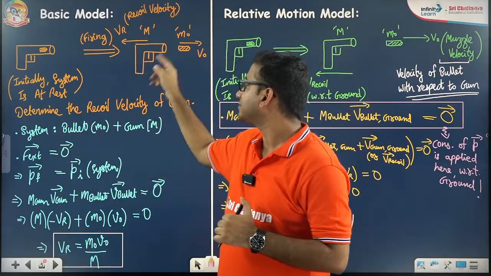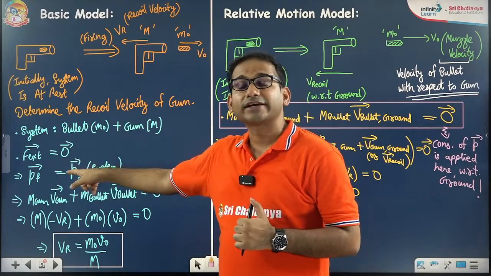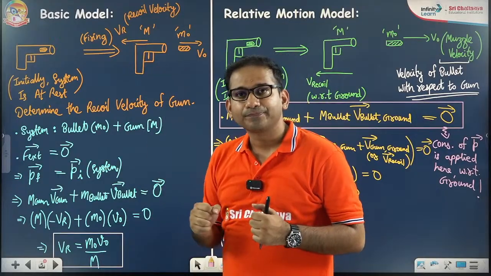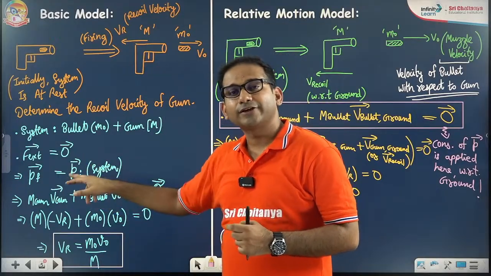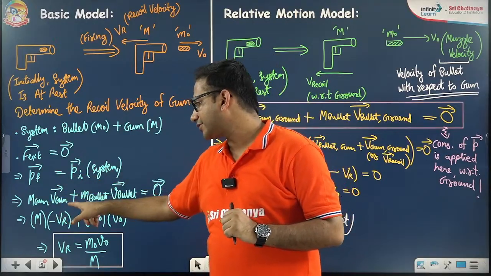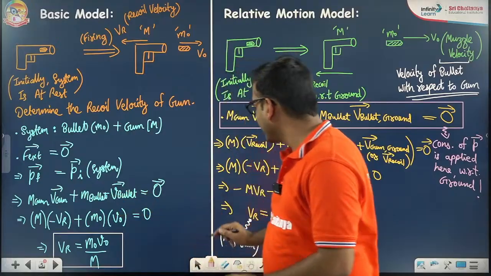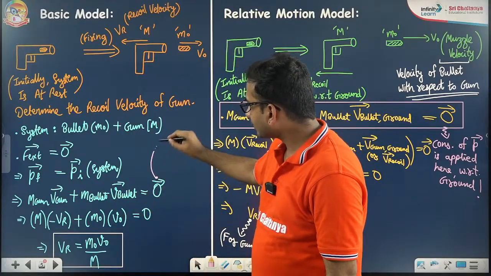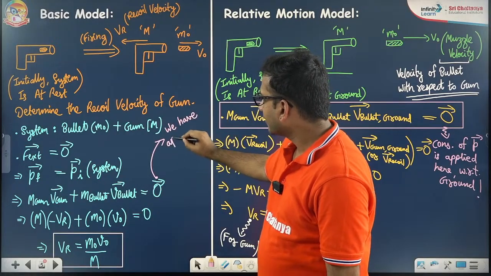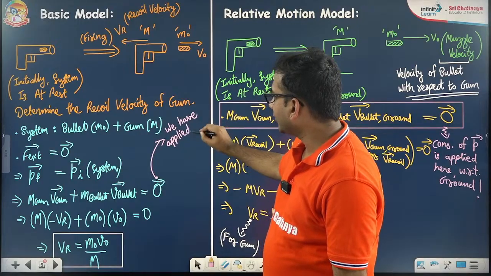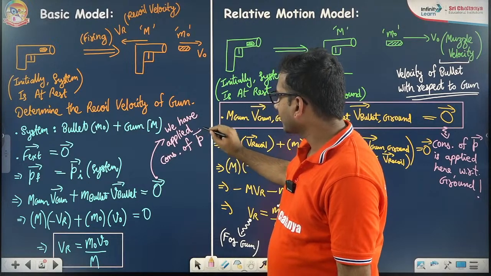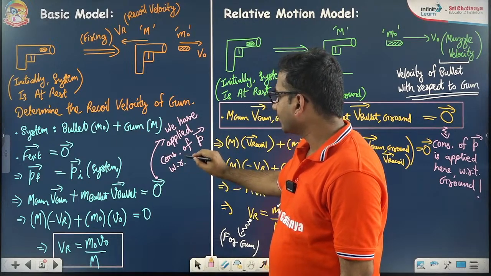If you consider the system as bullet plus gun, the external force acting on the system is zero, because you have considered both of them as part of your system. And if there is no external force acting on the system, its momentum can be conserved. That's what you have written: mass of gun times velocity of gun plus mass of bullet times velocity of bullet equals zero. Here we have applied conservation of linear momentum with respect to ground.